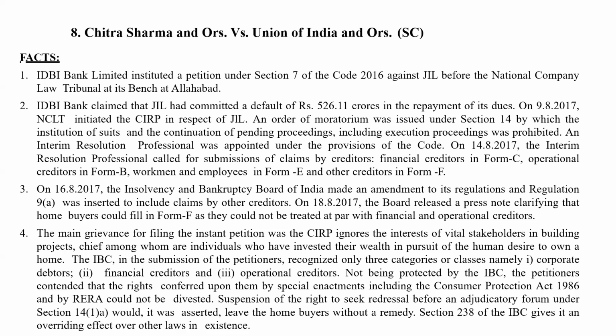इस केस में क्या था कि IDBI Bank they instituted a petition under Section 7 against JP Infratech before the NCLT Allahabad branch. ठीक है, IDBI Bank claimed that GIL had committed a default of 526.11 crores in the repayment of its dues. ठीक है, NCLT initiated CIRP, moratorium was issued, ठीक है, and continuation of pending proceedings including execution proceedings was prohibited. IRP was appointed and invited claims.